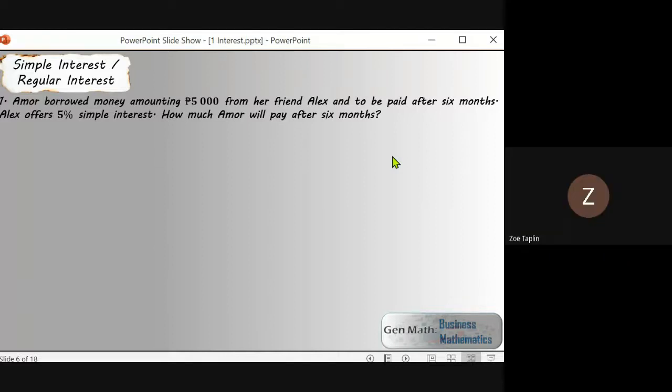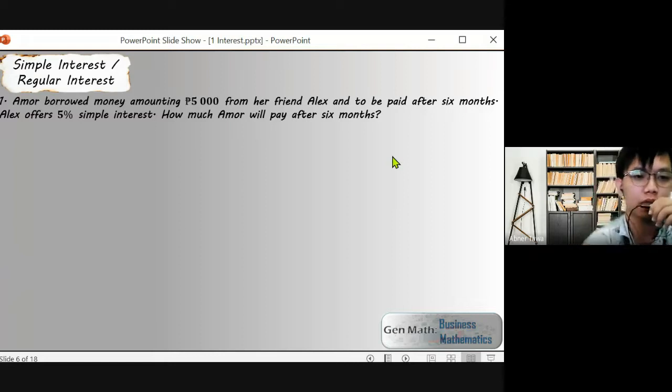Amor borrowed money amounting 5,000 pesos from her friend Alex and to be paid after 6 months. Alex offers 5% simple interest. How much Amor will pay after 6 months? Okay, thank you. So we have here the first problem.